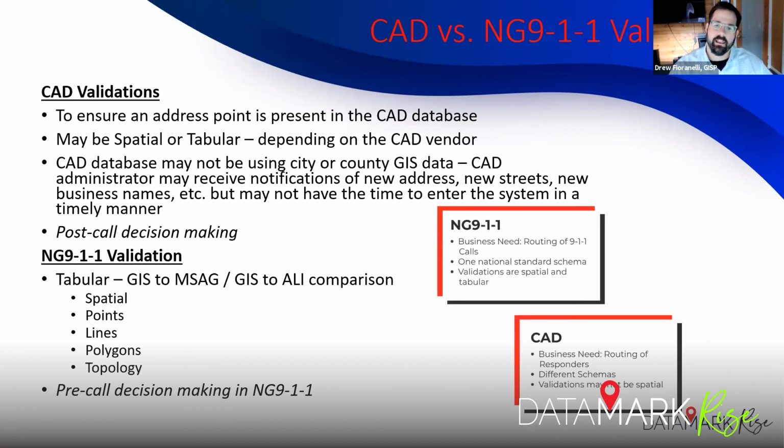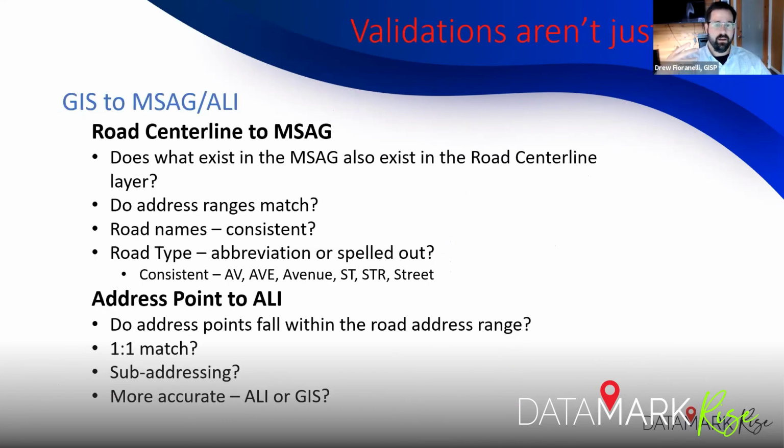There's a difference between CAD validations and next-gen 9-1-1 validations, because CAD is primarily looking at the tabular component of the data. It's not looking to see if the data is spatially accurate and representative of reality. That's the biggest piece. CAD is also not looking for topology errors, right? It's only looking to match your address point layer with an alley record or a road centerline range with an MSAG range. It's looking for a 1-to-1, right? It's so limiting. So when we get to next-gen 9-1-1 data validations, it is so much deeper, because our data acts as a pre-validation process for 9-1-1.